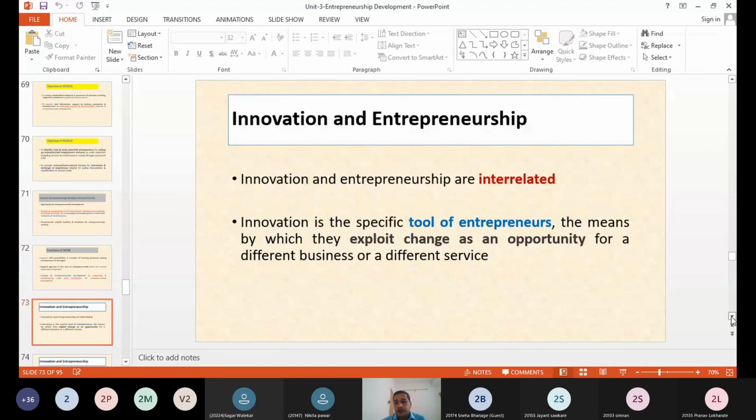Going ahead, we'll be discussing innovation and entrepreneurship. So innovation and entrepreneurship both are very much closely interrelated. They have a close relationship. Innovation is a specific tool of entrepreneurs. With the help of this innovation, they create different goods as well as services which can be helpful for the society. The innovation is a specific tool which is helpful for the entrepreneurs. It is a means by which they can exploit change as an opportunity for different businesses or different services.